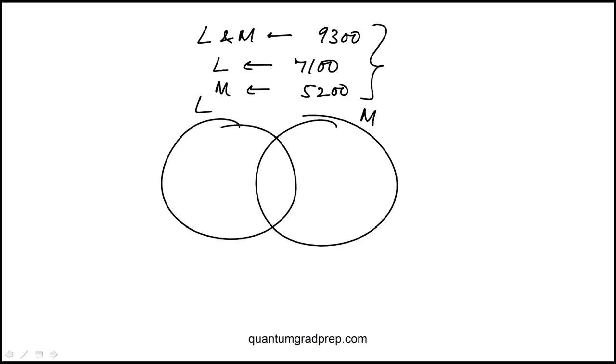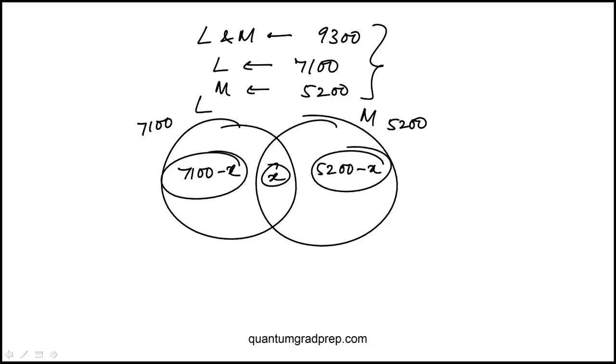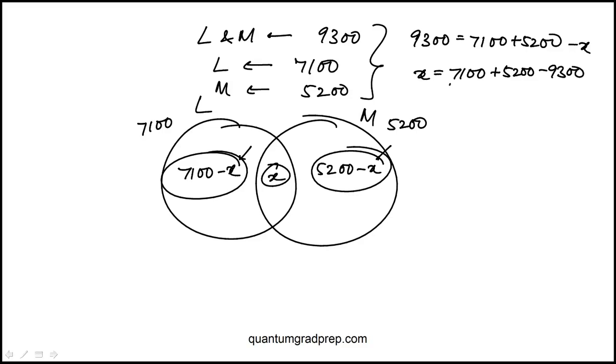If I call the overlap X, so we know that this is 7,100 minus X, 5,200 minus X, and these three categories add up to 9,300. So the relationship we have is 7,100 plus 5,200, and since I have 2 minus X and 1 X, I'm left with just minus X, which means the number of titles distributed by both would be this quantity.